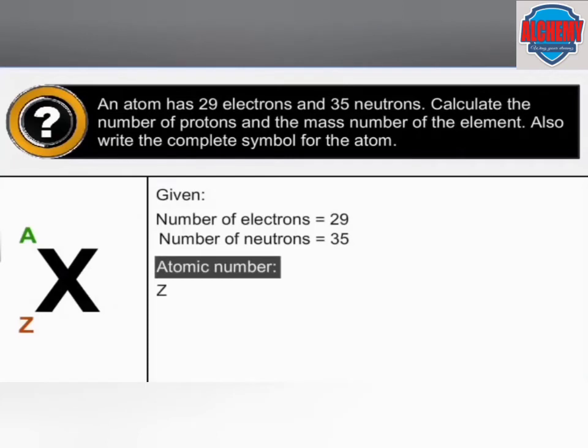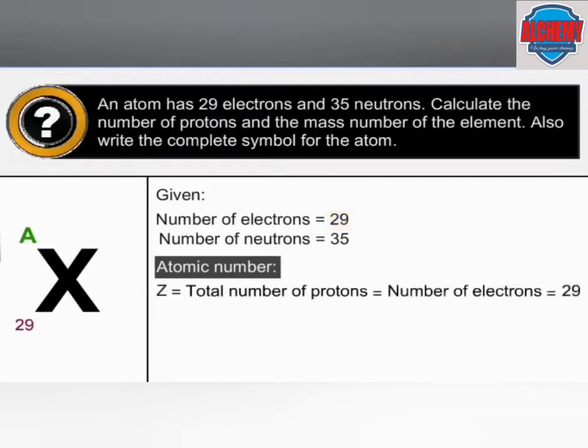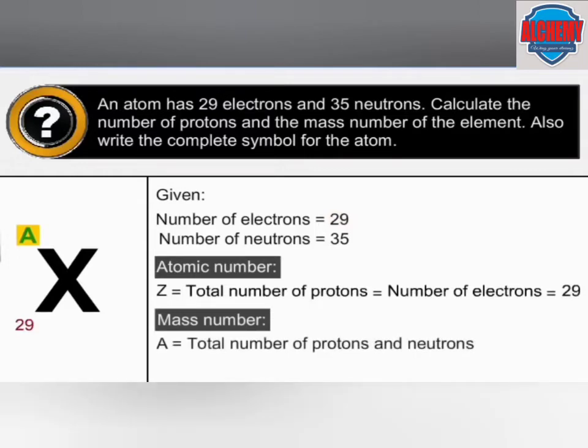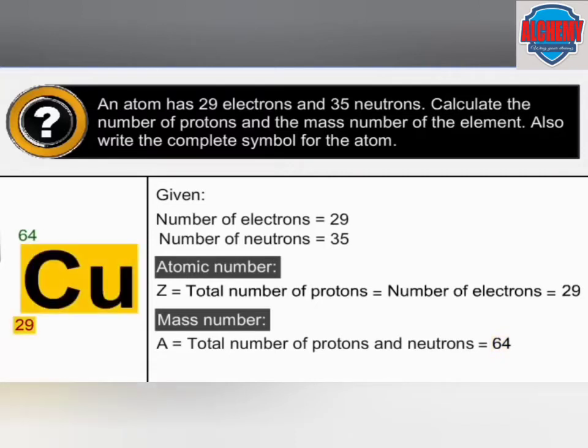In a neutral atom, the number of electrons and the number of protons are equal. So in this question, the atomic number Z, which is equal to the number of protons, is also equal to 29. The mass number is given by the total number of protons plus the total number of neutrons. As per the details, it is 29 plus 35, which is equal to 64. Now since the atomic number is 29, the element is copper.